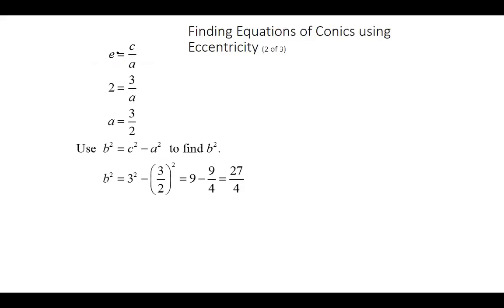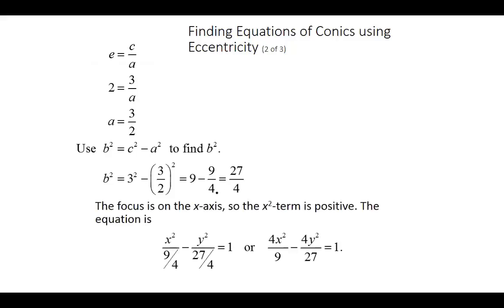So I can write e is equal to c over a. E is given to me, c is 3, so I can solve for a. What's missing is a, so now I know a. We can use the formula b squared is equal to c squared minus a squared to find b squared, and from there we have all the information to write the equation of the hyperbola. I know what a is, I know what b is, it's open on the center. So it looks like x squared over 9/4 minus y squared over 27/4 equal to 1. We can write this as, move the 4 up, 4x squared over 9 minus 4y squared over 27 equal to 1.